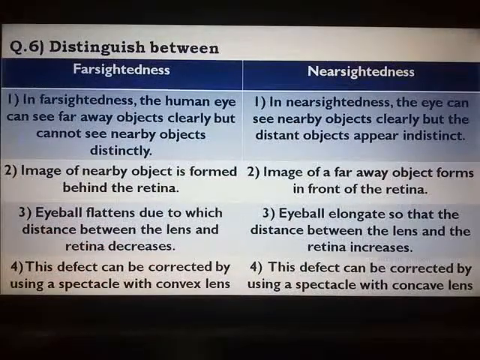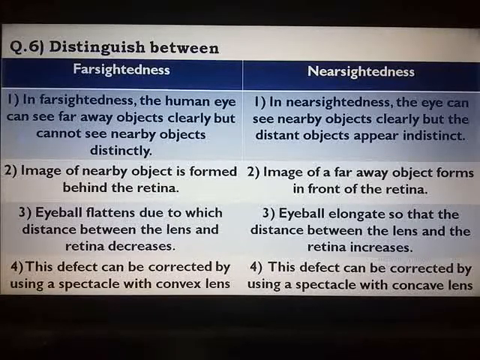Keep your textbooks open. Farsightedness, nearsightedness. Page number 88. First, I will mark the points for this defect and then for nearsightedness. So, farsightedness you can see is the second defect on page number 88 towards the end of the page. First point should highlight what the defect is. So, mark it carefully under the heading farsightedness or hypermetropia in the textbook. Point number 1. In farsightedness, the human eye can see faraway objects clearly but cannot see nearby objects distinctly.